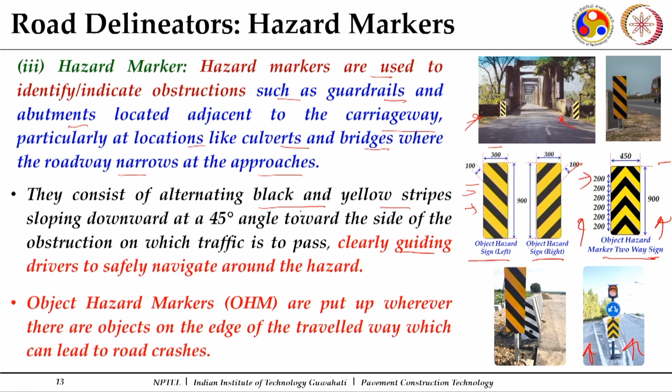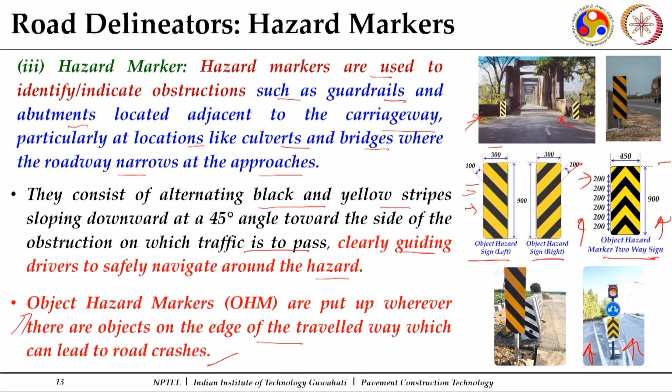They consist of alternating black and yellow strips sloping downwards at an angle of 45 degrees towards the side of the obstruction on which traffic is to pass. Their placement is important because it helps guide traffic to pass by, clearly guiding drivers to safely navigate around the hazard. So, this is the upper part. We call them object hazard markers; they are put up where there are objects on the edges of the travelled way which can lead to vehicle crashes.